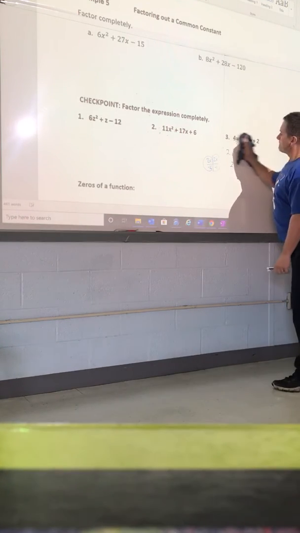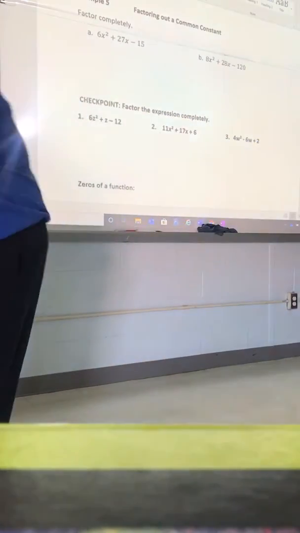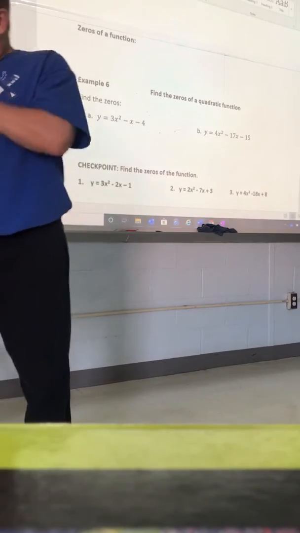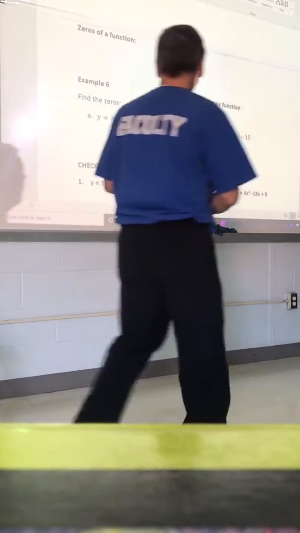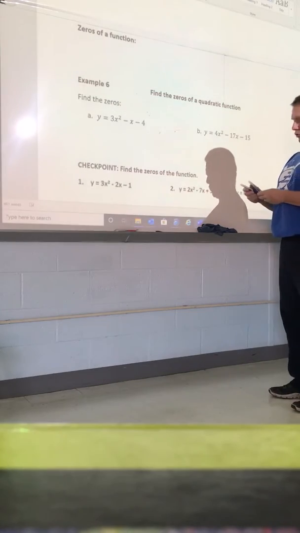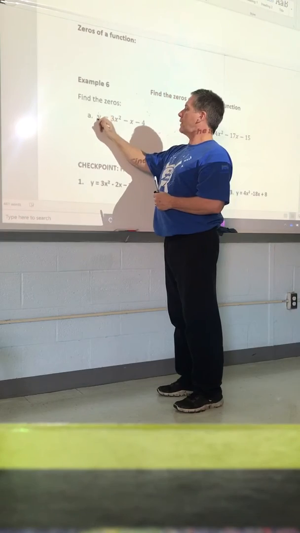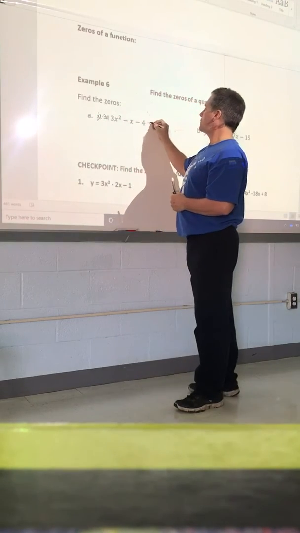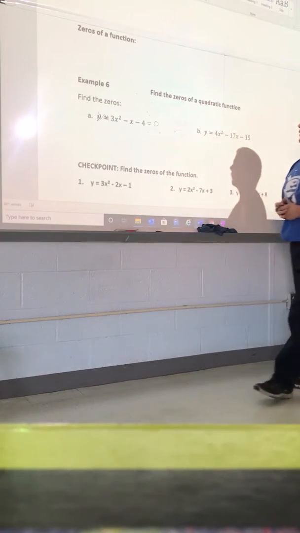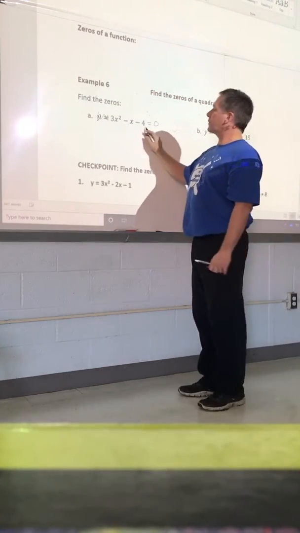The next thing we're going to talk about is the zeros of the function. All you're going to do for this is get rid of this and just put equals 0 at the end. So we change this y into a 0, but it's easier for us if we put it at the end. So what we're going to do is factor this out.